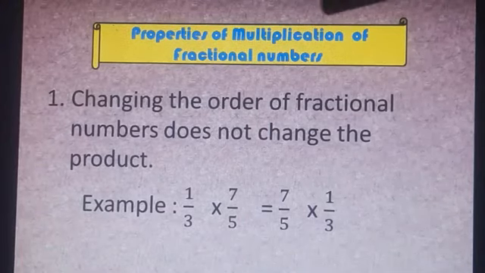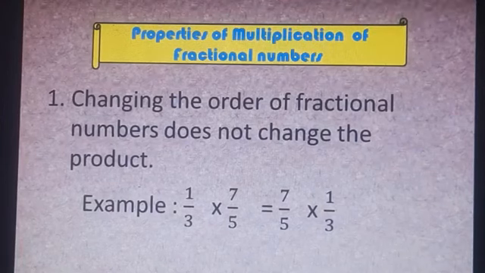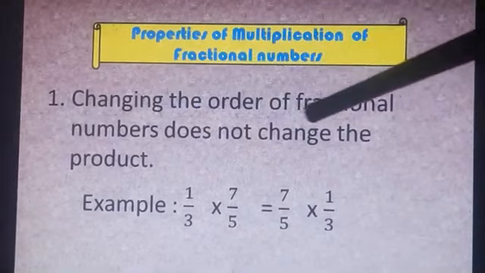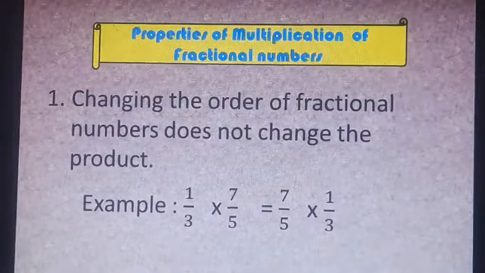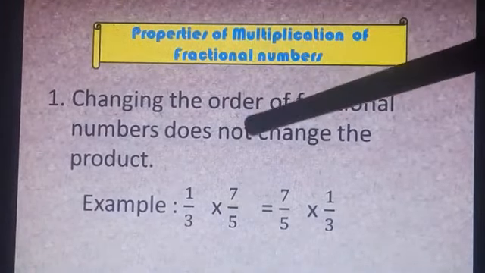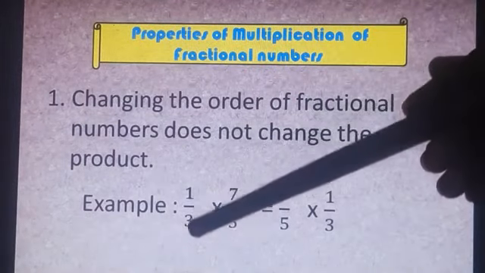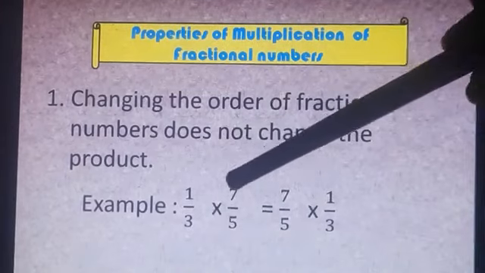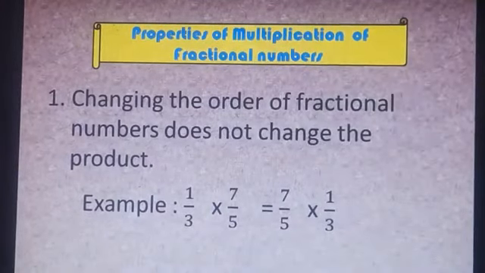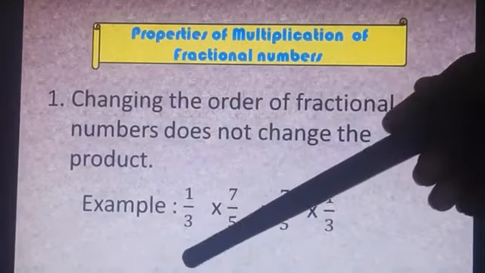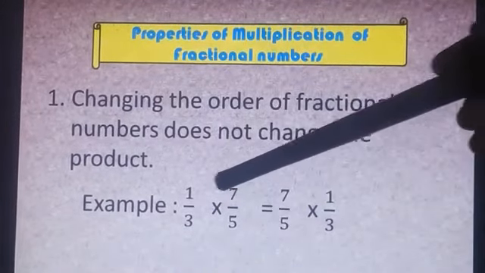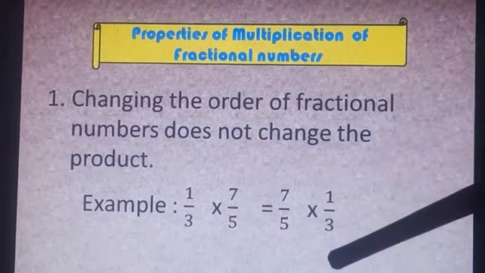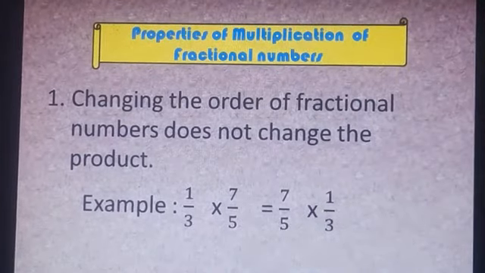Now let's do properties of multiplication of the fractional numbers. Number 1. Changing the order of the fractional numbers does not change the product. If we are changing the order, then the product will not change. See this example, 1 upon 3 multiplied by 7 upon 5. Now we are changing the order, 7 upon 5 multiplied by 1 upon 3. The product will not change because on the left side, the product is 7 upon 15 and on the right side 7 upon 15. So the product is not changed.